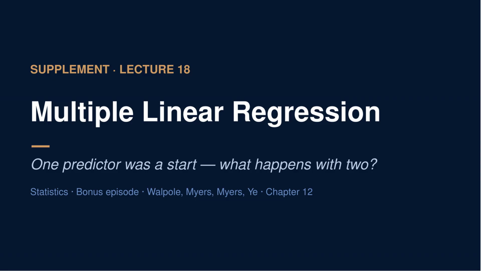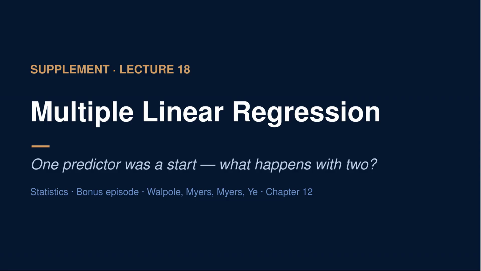One predictor was a start. It just wasn't the whole picture. And that's exactly where we pick up today. Last time, Lecture 18, we predicted one number from another, a final exam grade from a midterm score. Today, what happens when we use 2 predictors instead of 1? This is a bonus episode, off the main sequence, straight from the textbook.